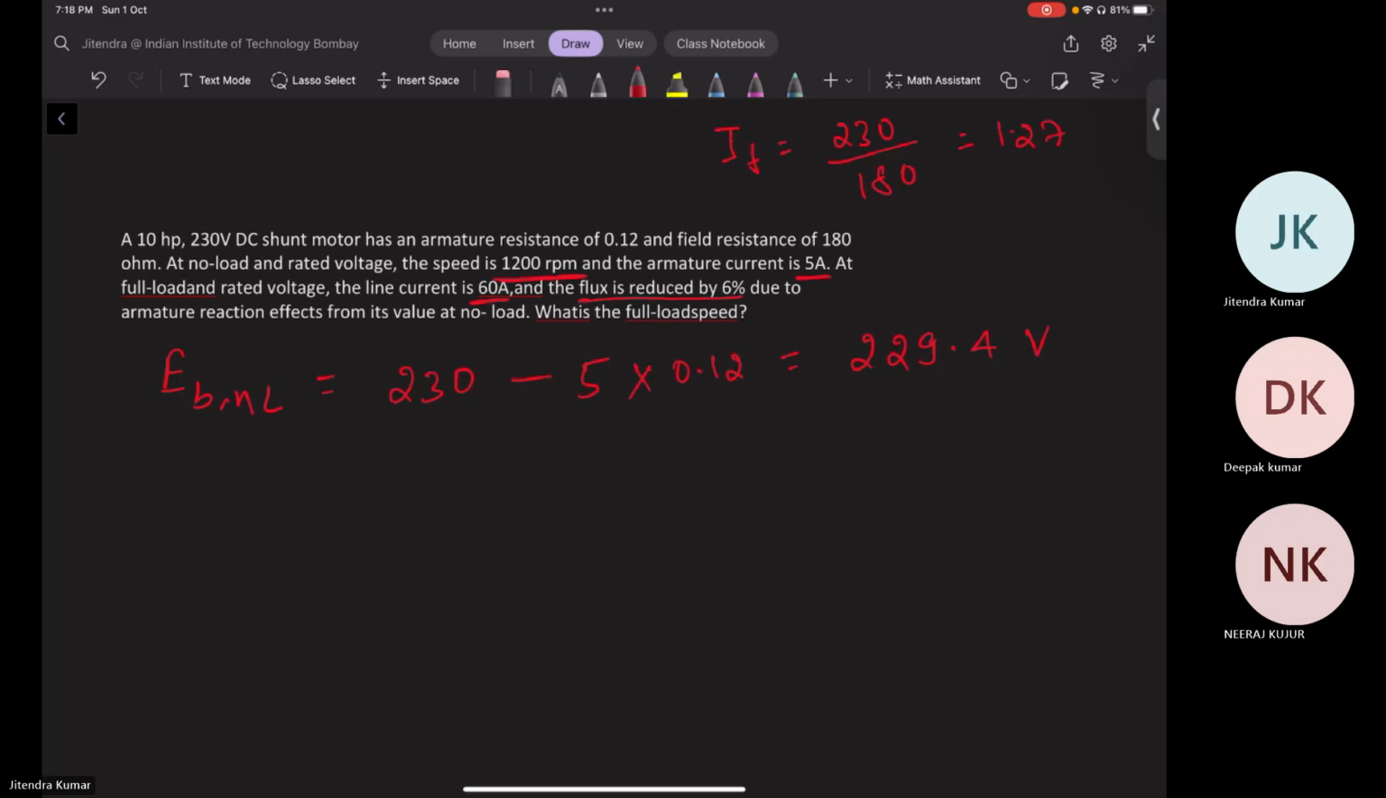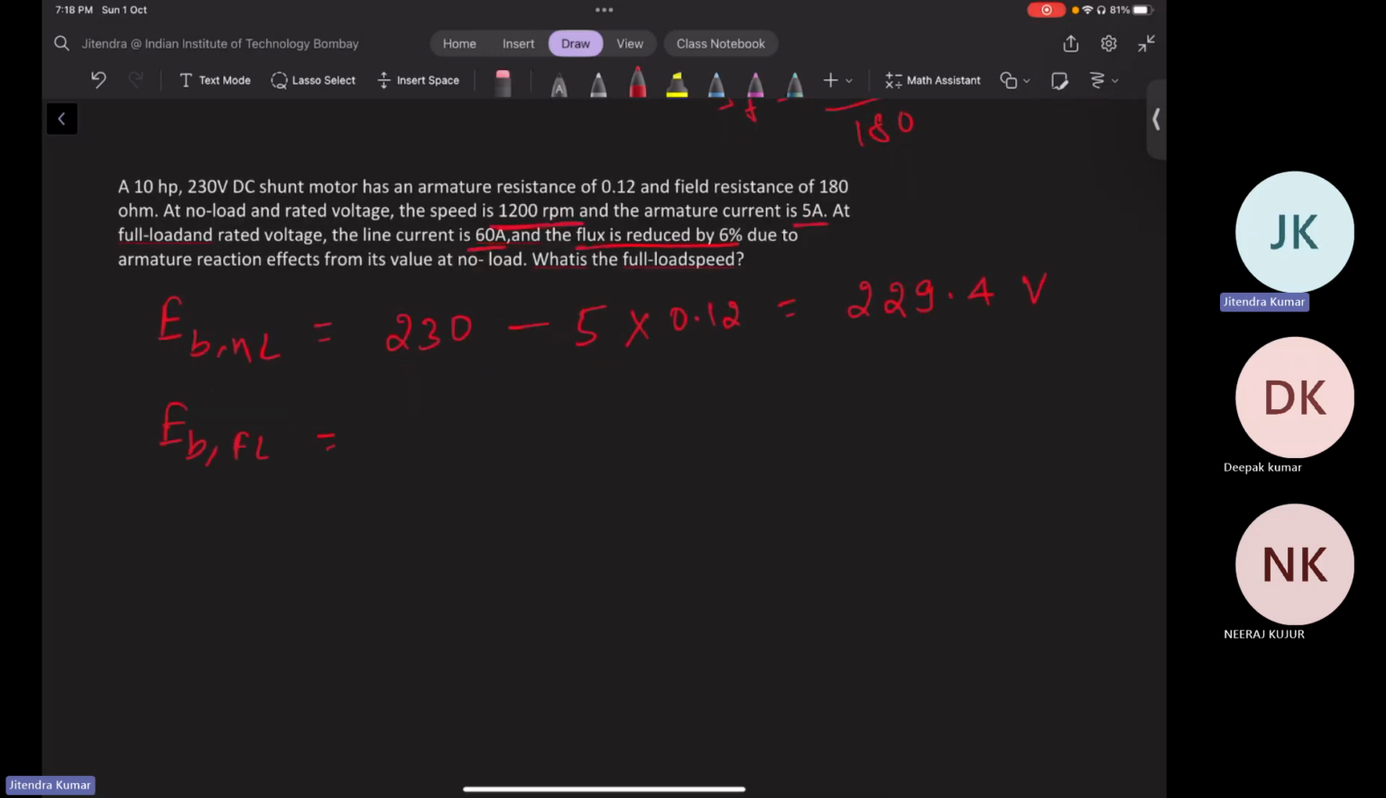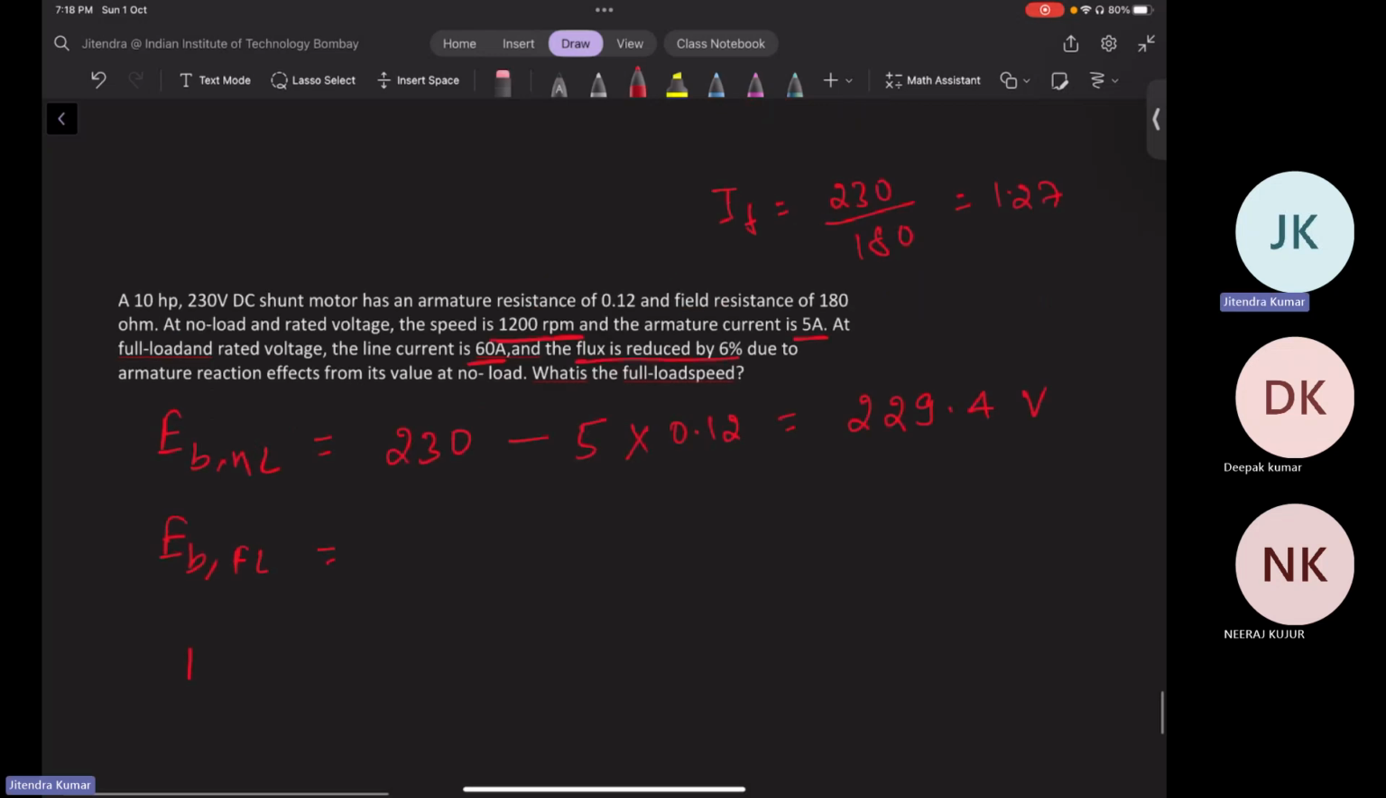Now, at full load and rated voltage, line current is 60 amps and flux is reduced by 6%. So since flux is reduced by 6%, your field current should also be reduced by 6%. Initially field current was 1.27. Now IF2 we can write as 0.94 into IF1. Does that make sense?